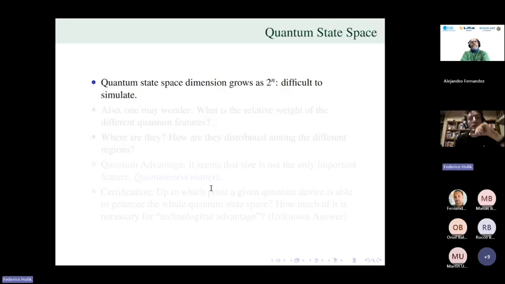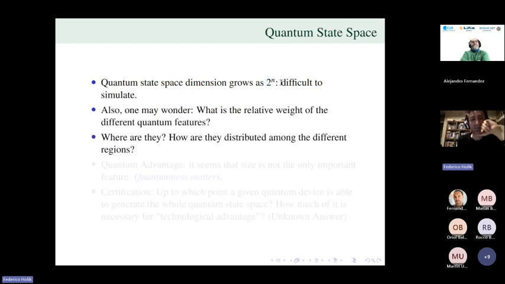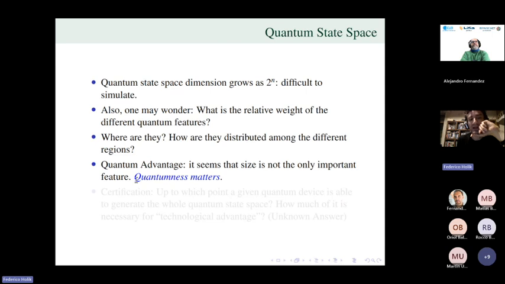Okay, quantum state space grows as 2 to the power of n, and this is difficult to simulate, but quantumness matters. It is not just the dimension, because you have results such as the Gottesman-Knill theorem, in which you can efficiently simulate the sampling over a quantum computer that uses only Clifford resources.